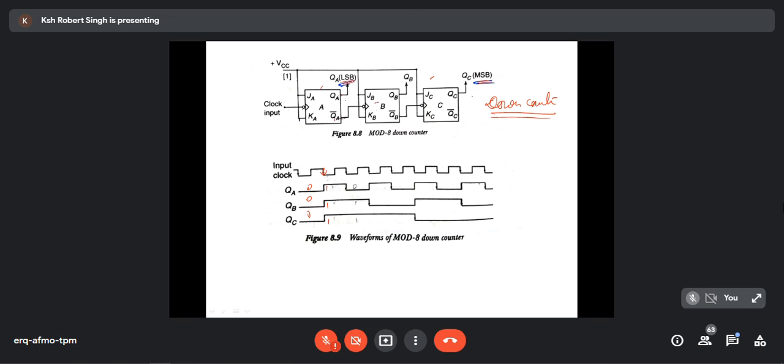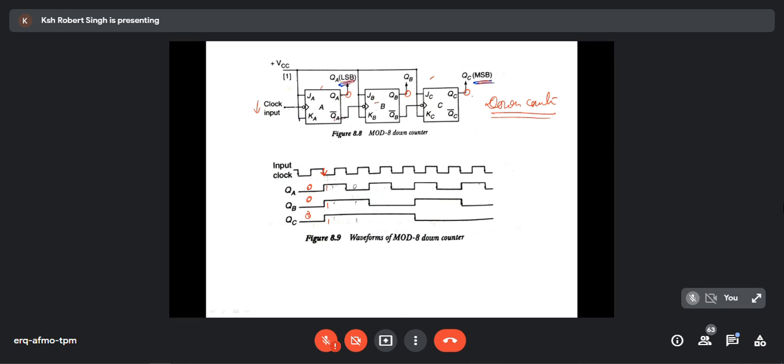So let's say this is 0, because this is 0, earlier this is 0. When a negative edge clock pulse comes, the clock pulse goes to QA first. So the negative edge clock pulse is going here, which means negative edge trigger. All are negative edge trigger. Since J and K are connected to VCC, J1 K1 in each flip-flop, the output will always toggle.